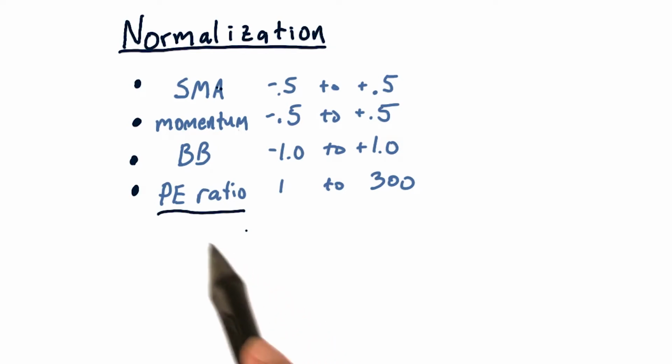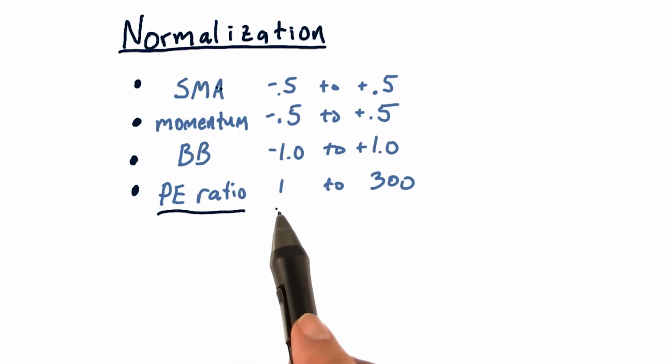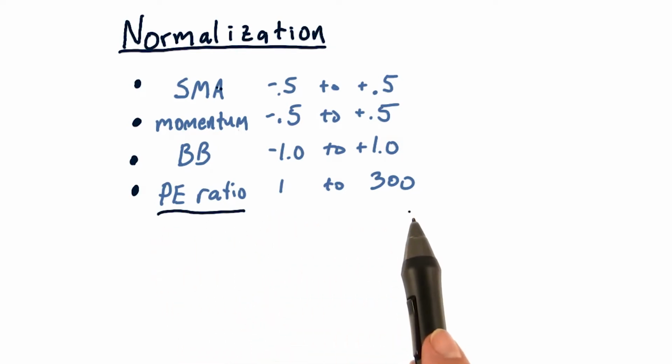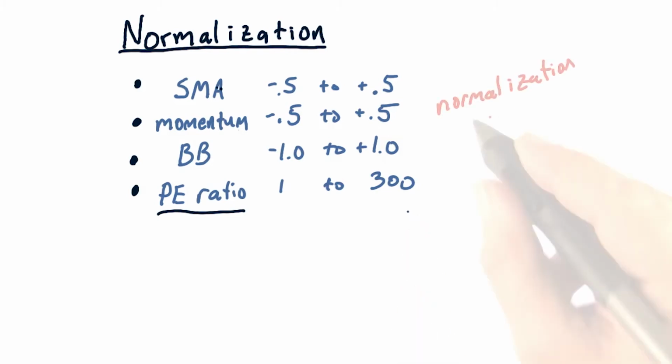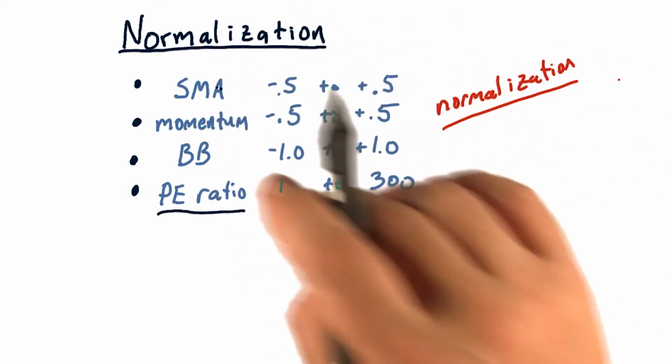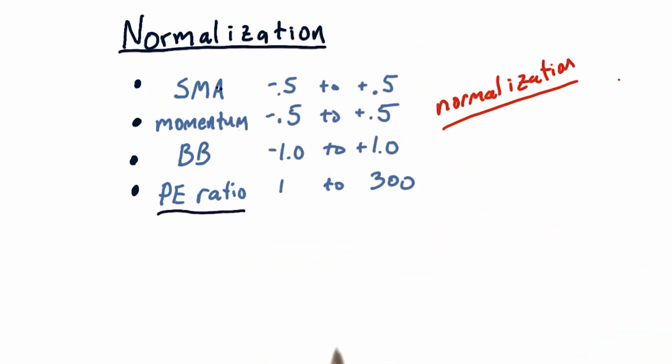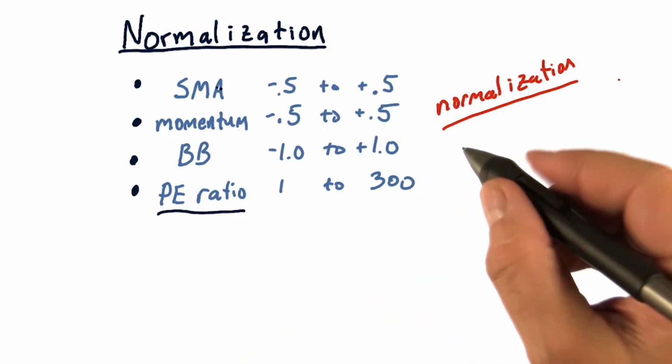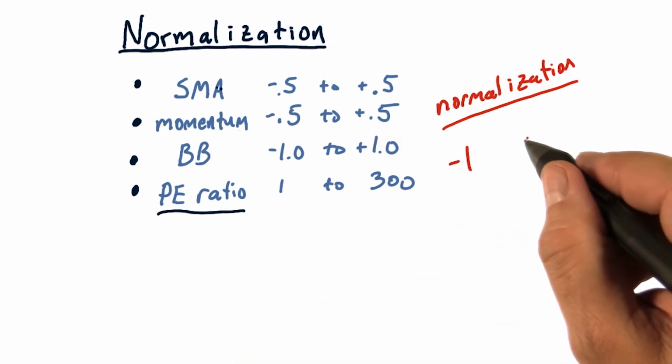It might get even worse if we included a fundamental factor like PE ratio that can range from 1 all the way up to 300. The solution is something called normalization. And what normalization does is it takes each of these factors and essentially compresses them or stretches them so that they vary on average from -1 to +1.